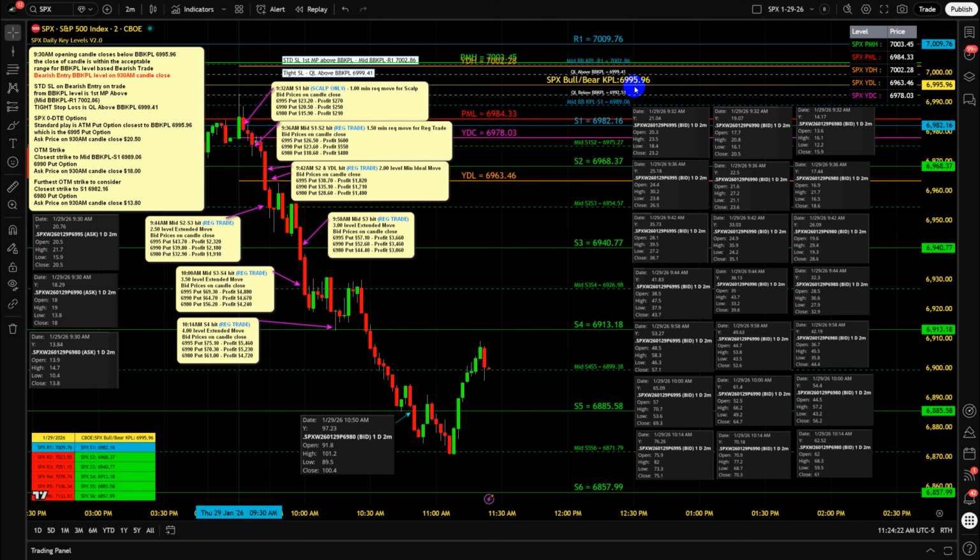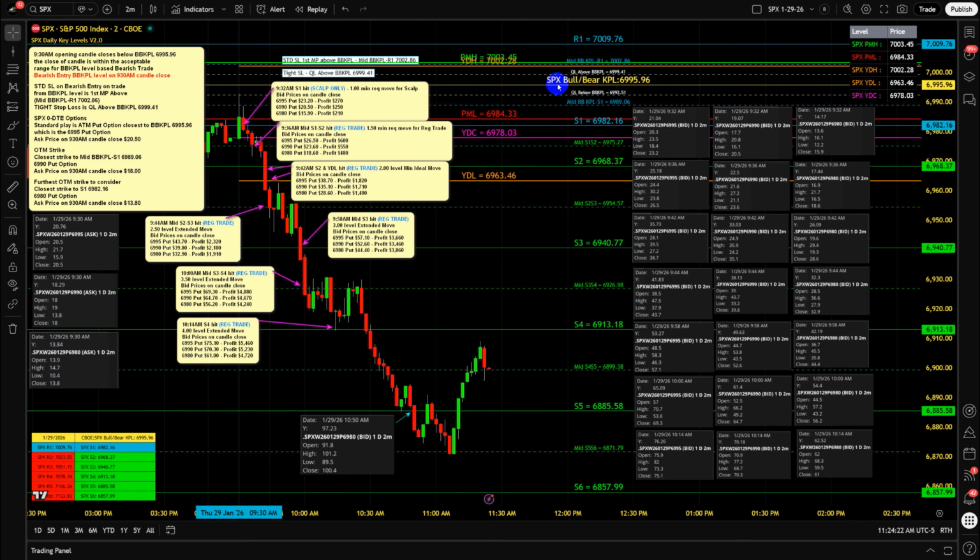What type of trade is it? Bearish trade. So the standard play is going to be the strike that is closest to the level that you're taking the trade from. Since this is 69.95.96, the closest strike to this level is going to be the 69.95 strike. Since it's a bearish play, it's the 69.95 put.